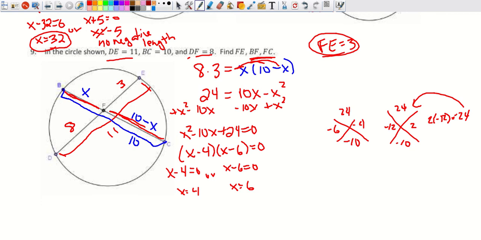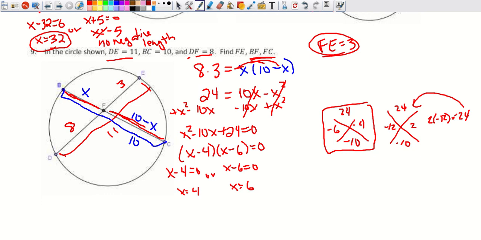Remember, we want positive x squared here, people. So we're going to add the x squared, subtract the 10x over to the other side to get this quadratic x squared minus 10x plus 24. Now, when you factor, this should be the correct factored form. Negative 6 times negative 4 gives me positive 24 and negative 10.